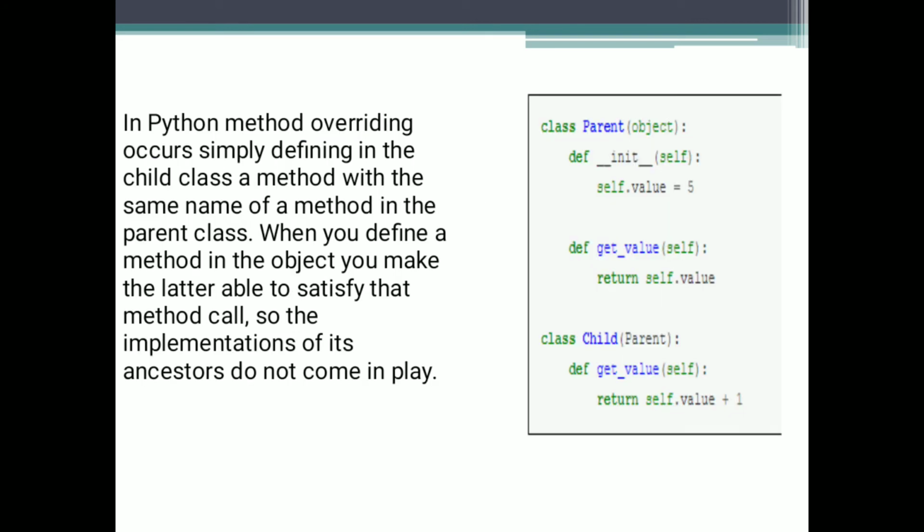In Python, method overriding occurs simply by defining in the child class a method with the same name as a method in the parent class. When you define a method in the object, you make the latter able to satisfy that method call. So the implementations of its ancestors do not come into play. This is a simple example.